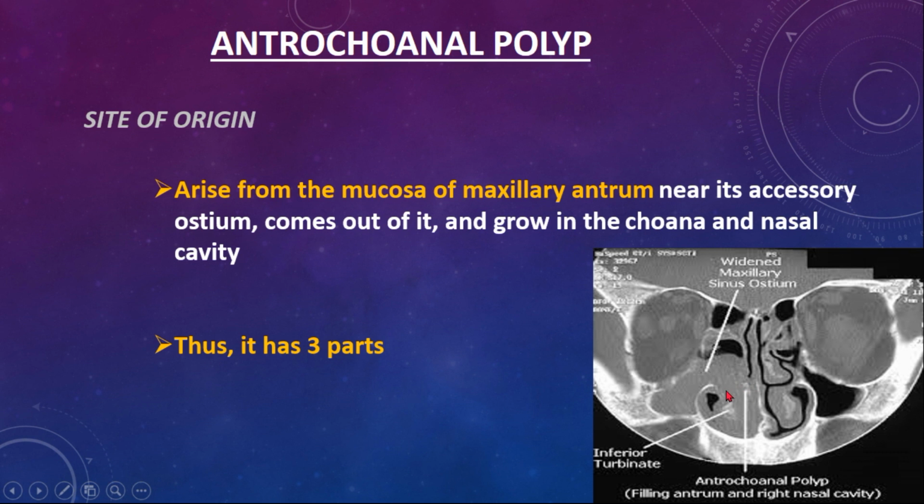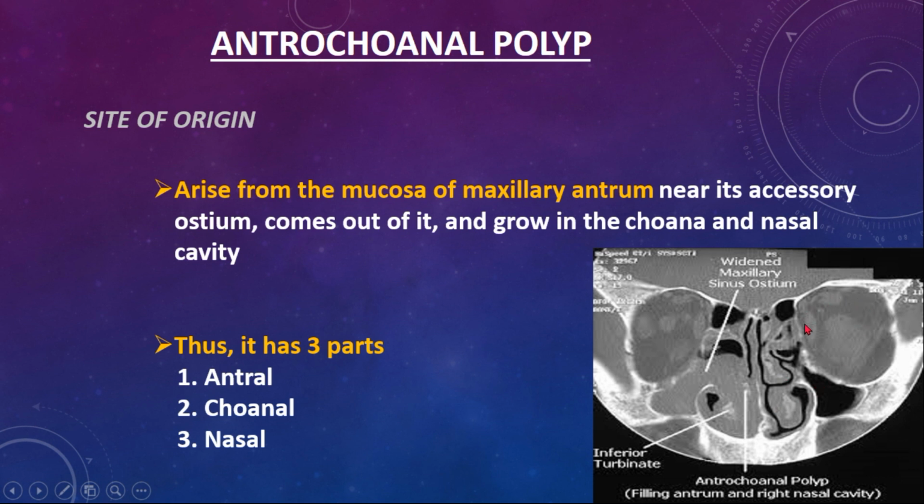So it has 3 parts. First one is the antral part. Antral part lies within the maxillary antrum, and the second one is the choanal part, which lies behind this part. Behind this part, the choana lies, and the third one is the nasal part. This part is present in the nasal cavity. As you can see, this is the right-sided antrochoanal polyp. As you can see, the left nasal cavity and maxillary sinus is normal.